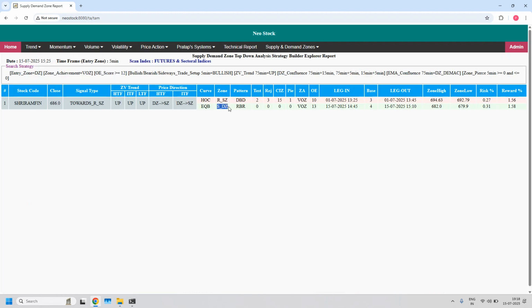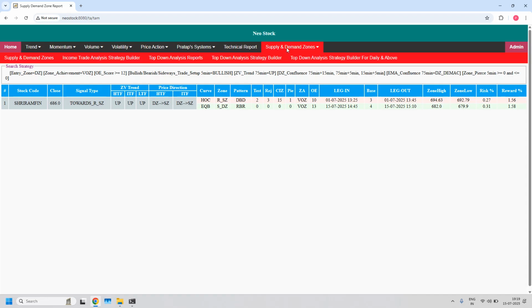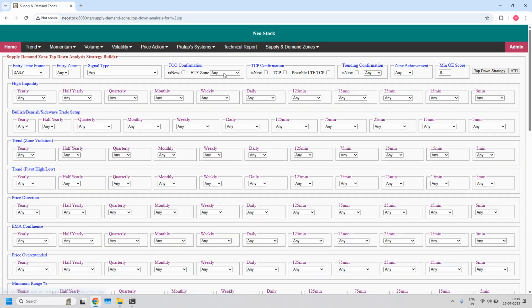That way this 5 minutes demand zone might be having more high probability to get success, provided less than 20 checklist items are satisfied. Otherwise the zone might be violated. So this is about bullish trade setup for hourly income trade. Next we will look into bearish trade setup for hourly income trade.